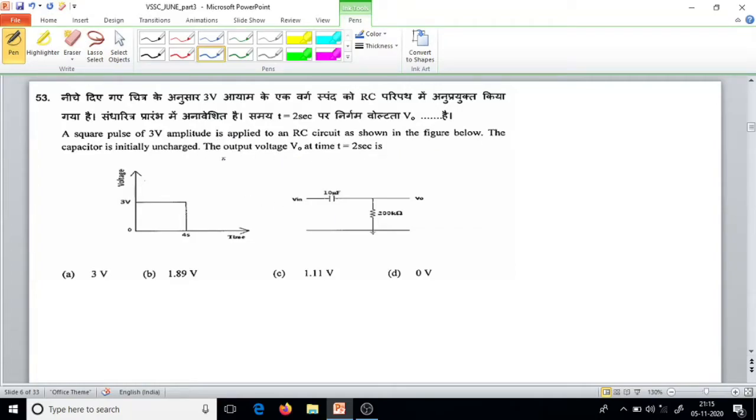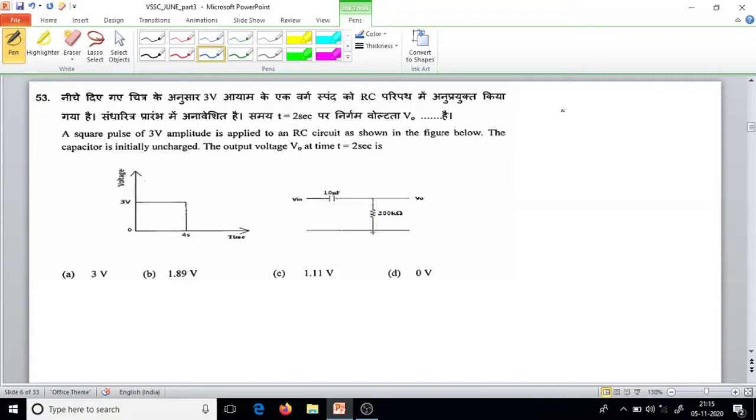The question is: a square pulse of 3 volt amplitude is applied to an RC circuit as shown in the figure below. This is the figure, a series RC circuit. The capacitor is initially uncharged. Find the output voltage V out at time t equal to 2 seconds.